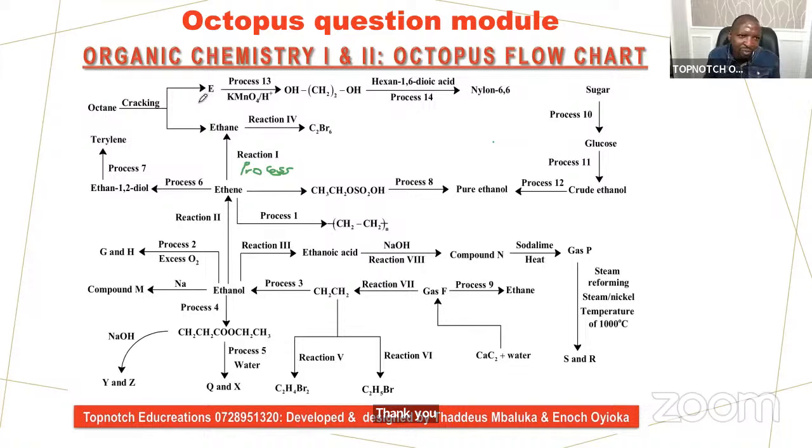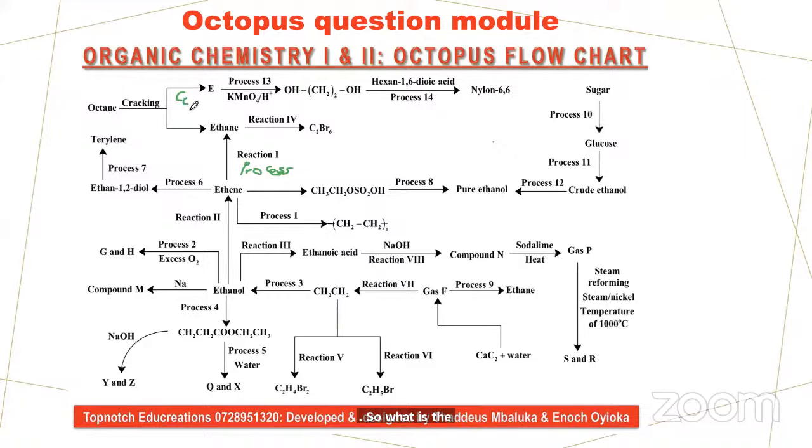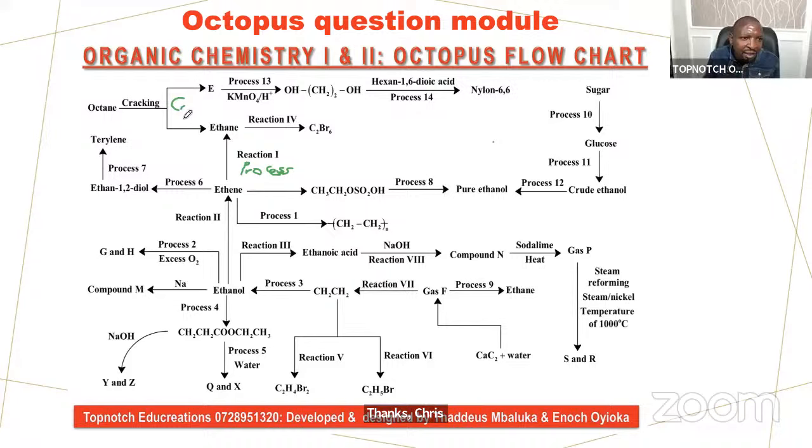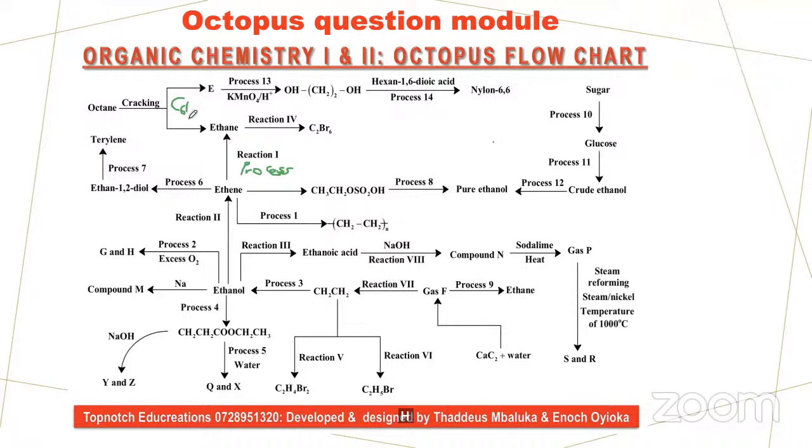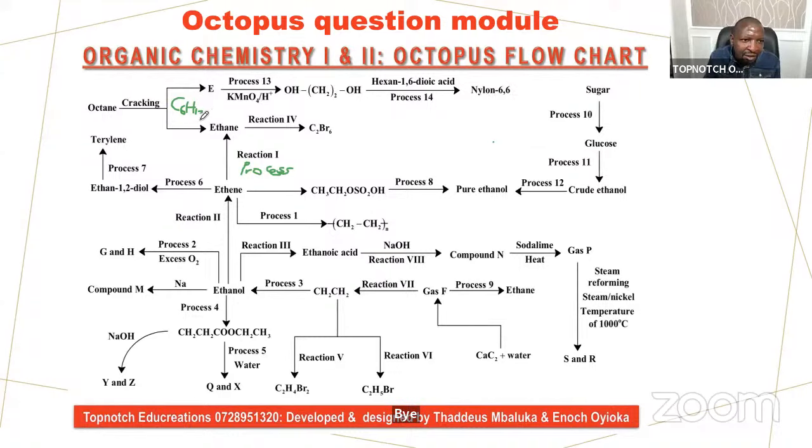C6H18. So what is E? If this one is C2H6, so what will the C be? C6H10, H12. It will be C6, H12. It will be C6, H10. So that way, the other one gets the same, isn't it? C6H12, which is now hexene.